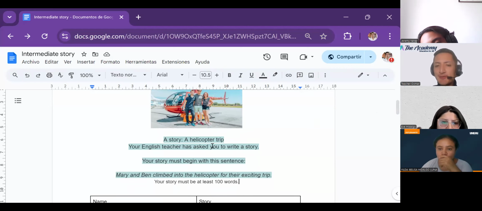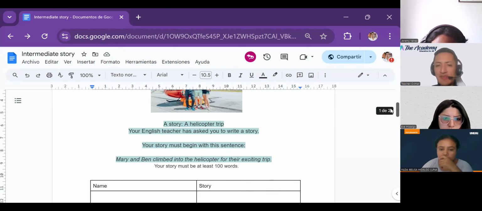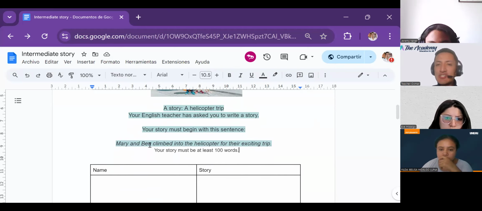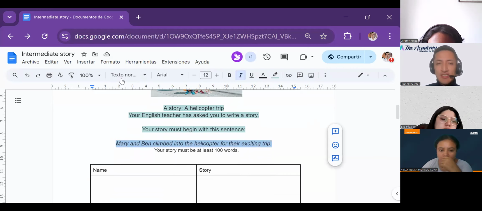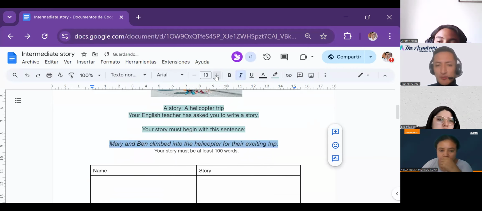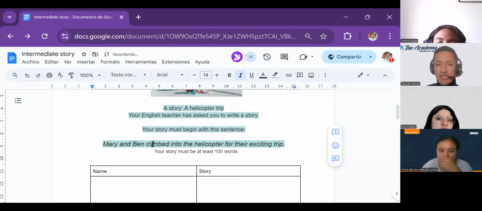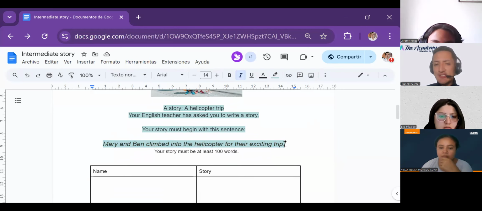Okay, intermediate email, a story. A helicopter trip. Your English teacher has asked you to write a story. Your story must begin with this sentence. Pay attention because in this case it's not going to be a real story, it's going to be a fiction story. Your story must begin with this, okay? Mary and Ben climbed into the helicopter for their exciting trip.